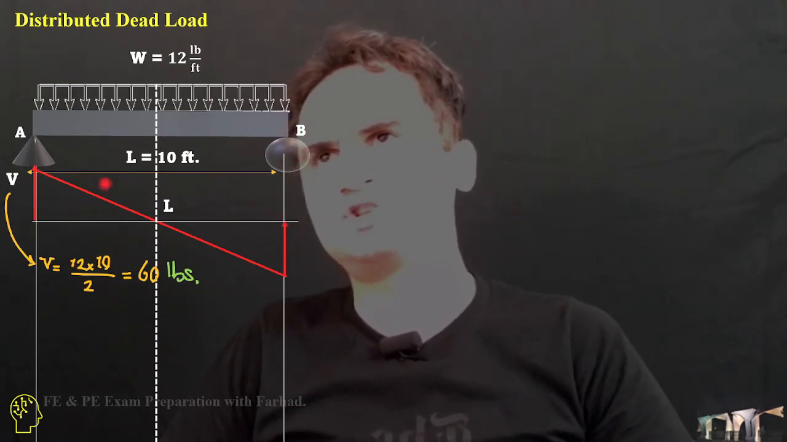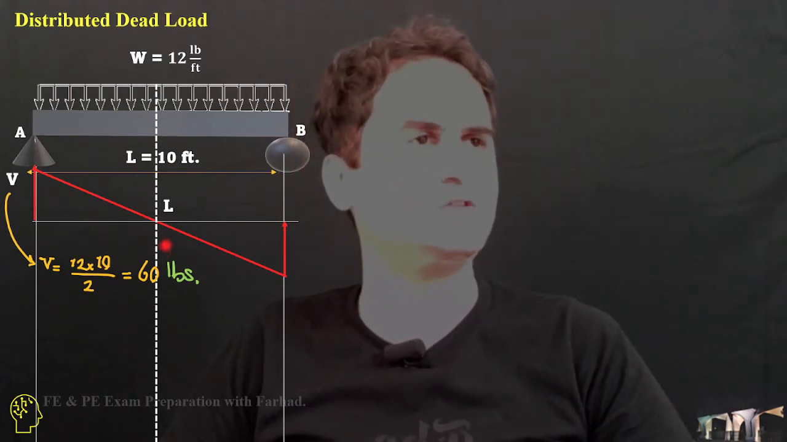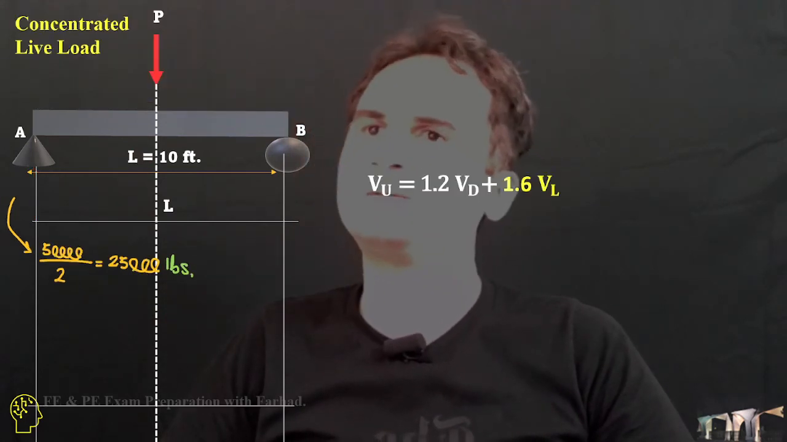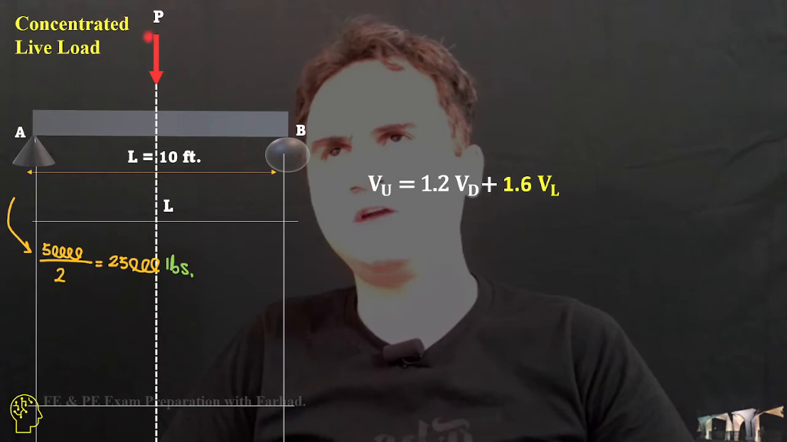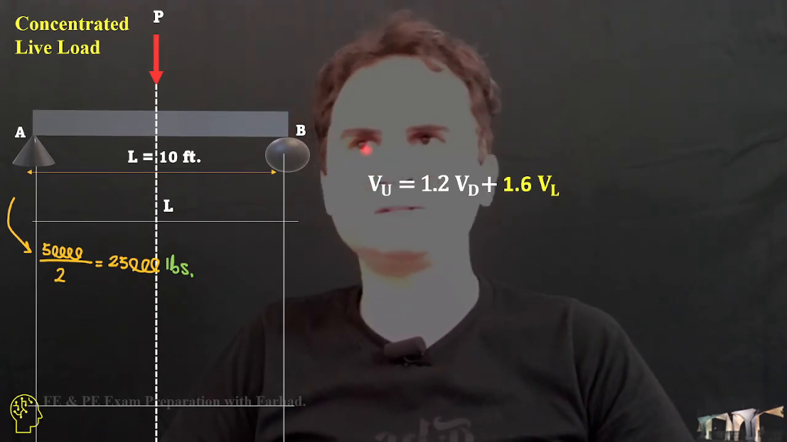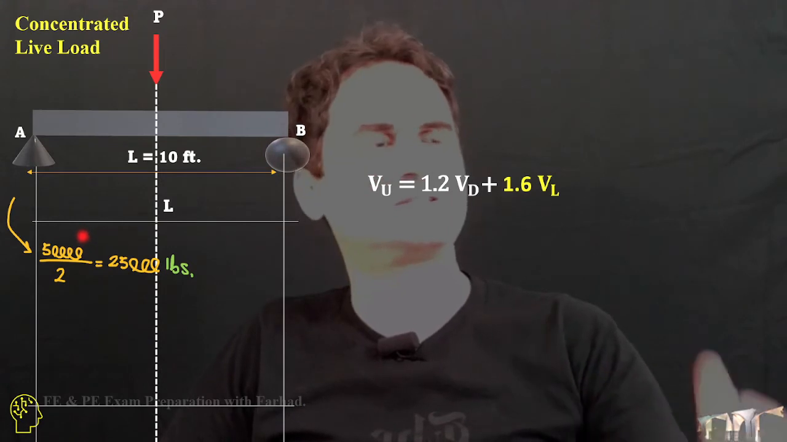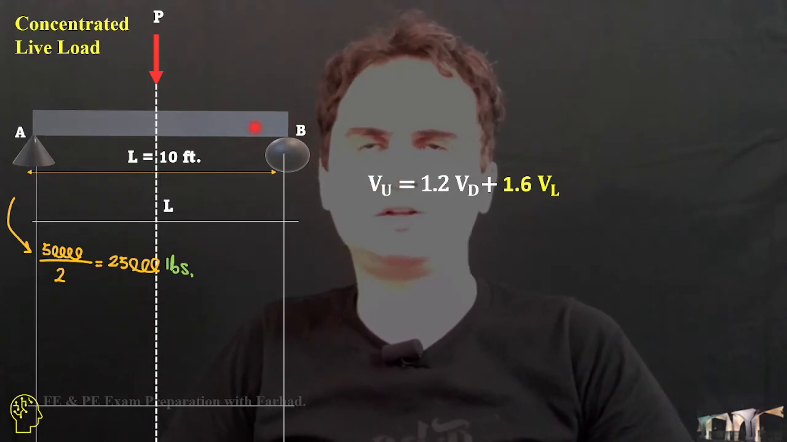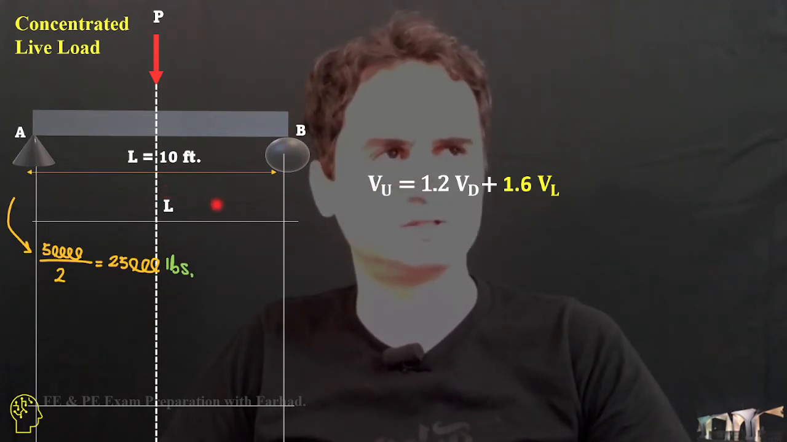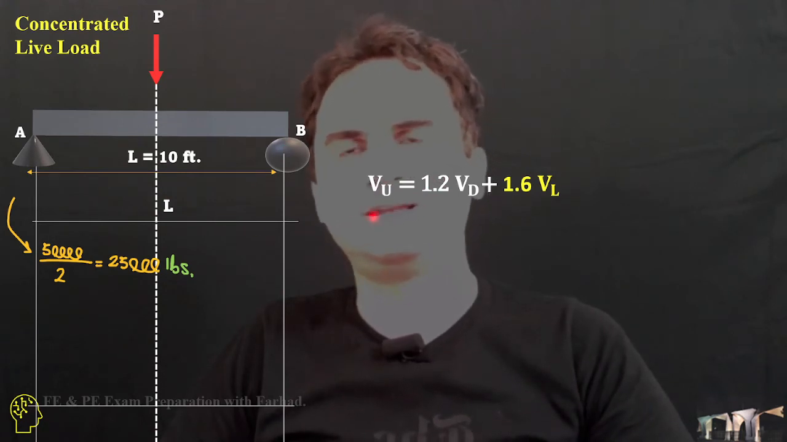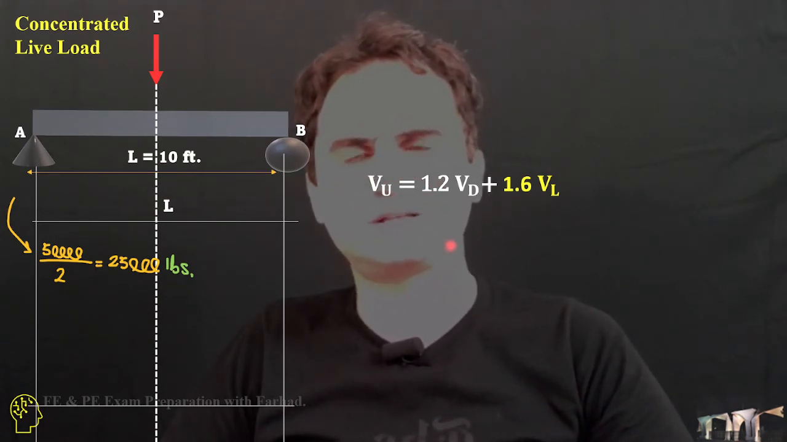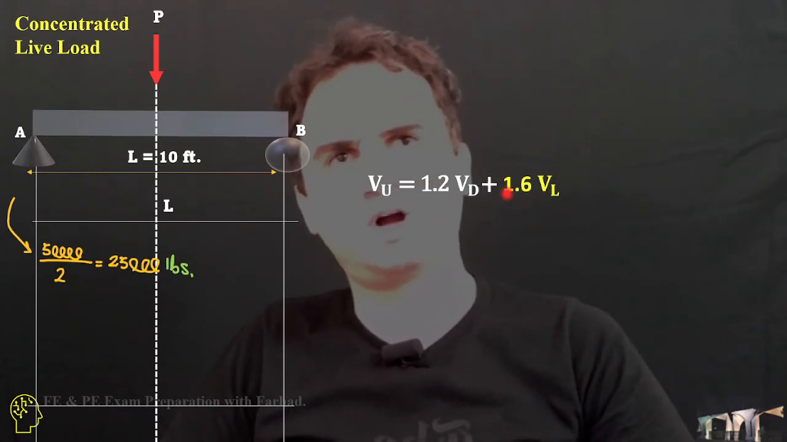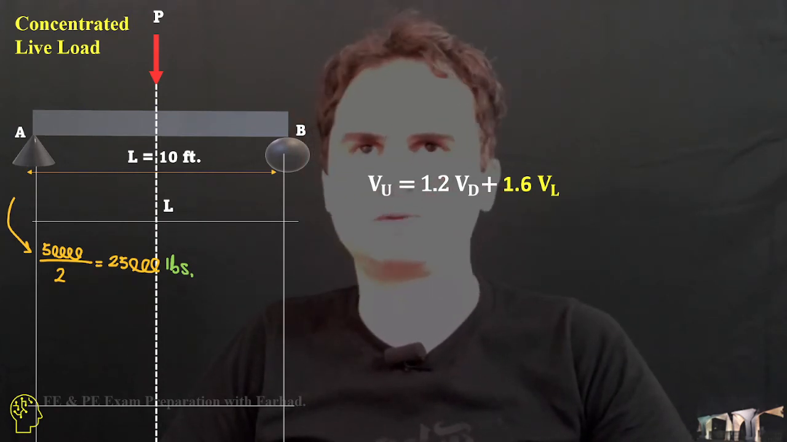So the shear for the distributed dead load is 60 pounds force, and the concentrated live load P, which is 50,000, is uniformly distributed between the supports. So RA is equal to RB, and each of them is 25,000. Then Vu, the ultimate shear, is a coefficient times dead load plus another coefficient times live load, and the load here is shear.